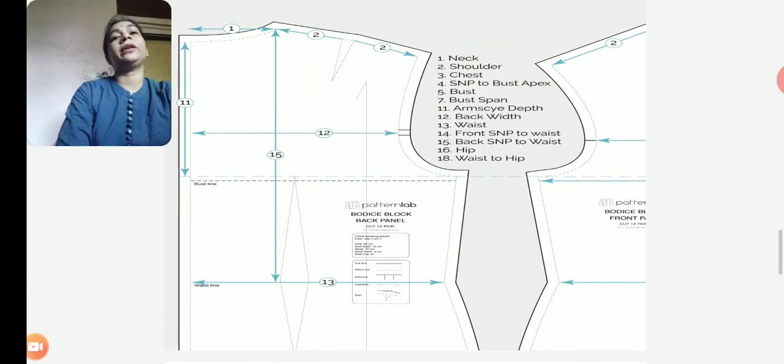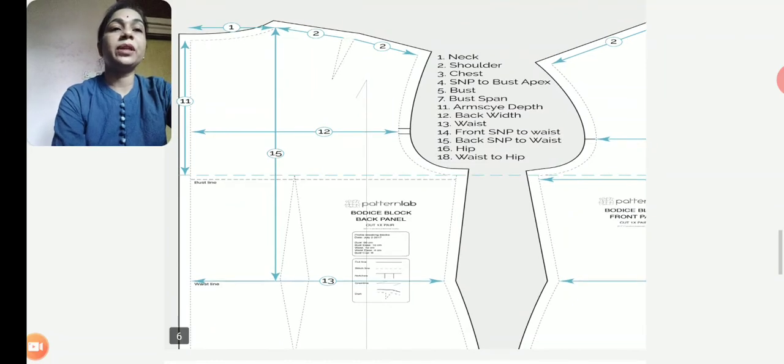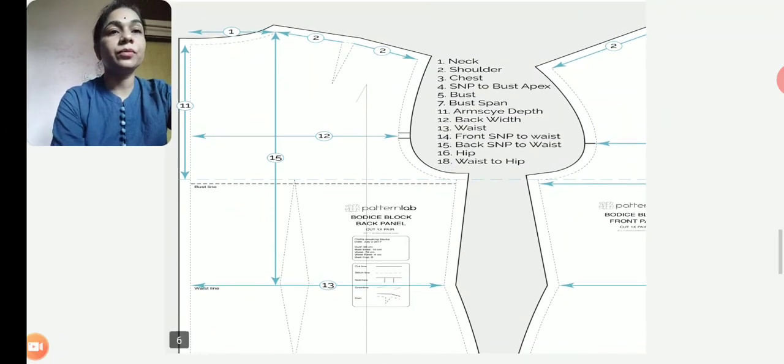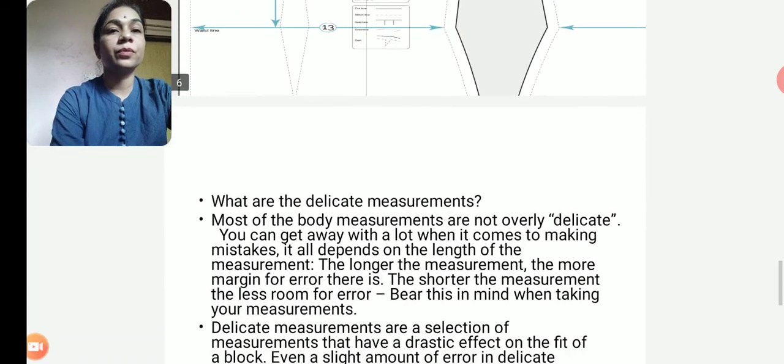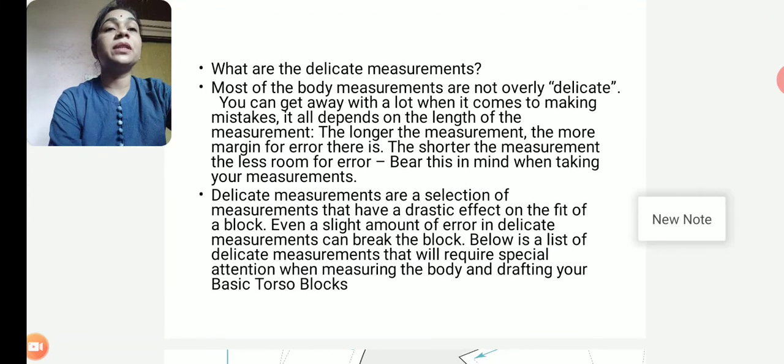Before we create a bodice, we have to check these measurements in our notebook. And what are the delicate measurements? Most of the body measurements are not overly delicate. You can get away with a lot when it comes to making mistakes. It all depends on the length of the measurement. The longer the measurement, the more margin for error there is. The shorter the measurement, the less room for error. Bear this in mind when taking your measurements.